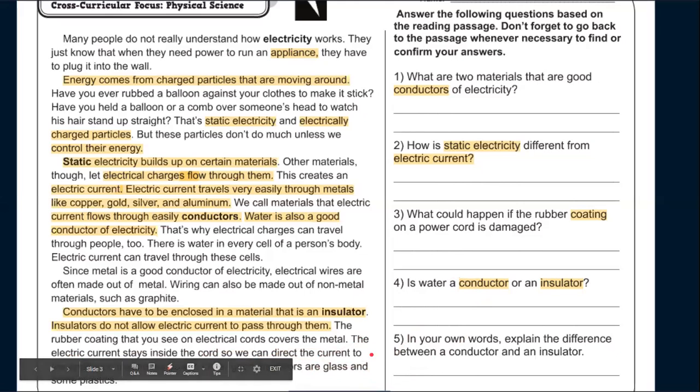The electric current stays inside the cord so we can direct the current to the appliance that needs power. Other good insulators are glass and some plastics.